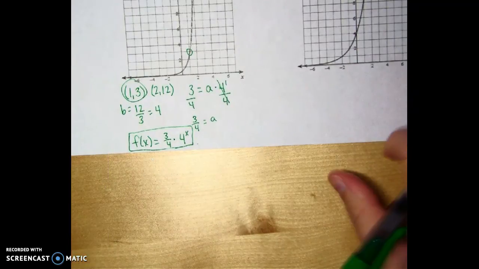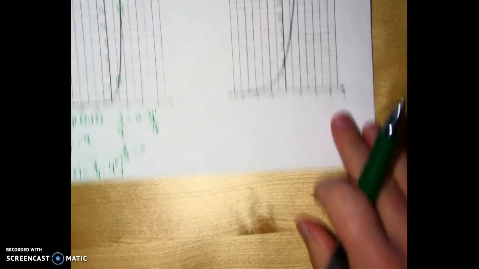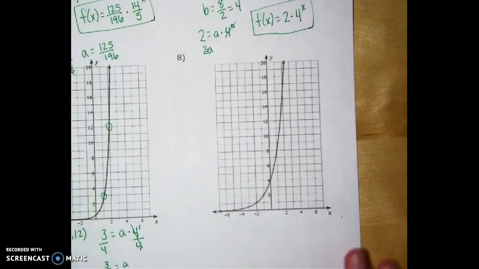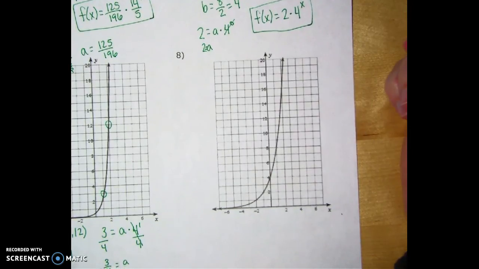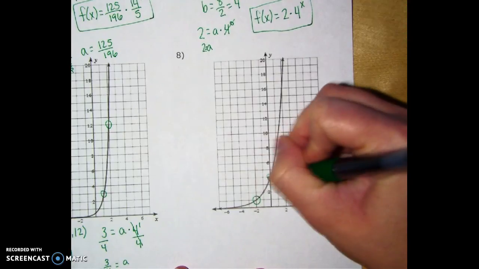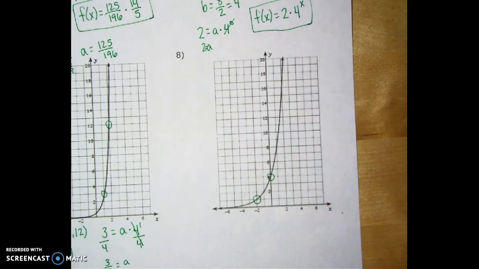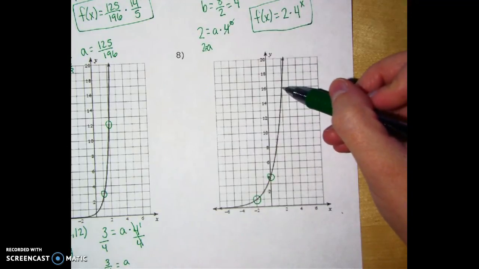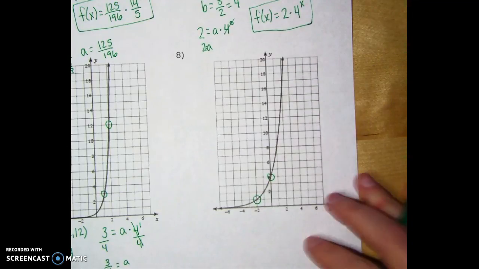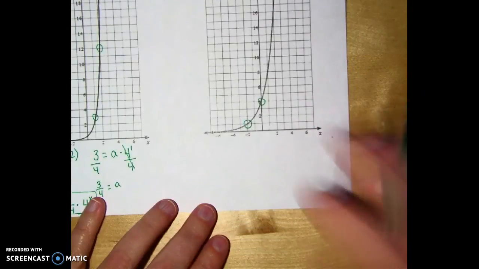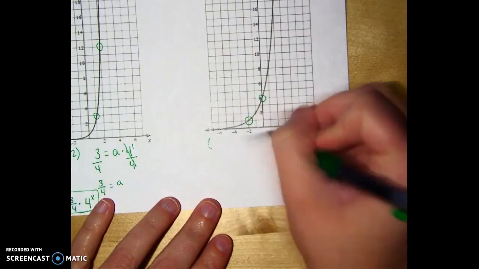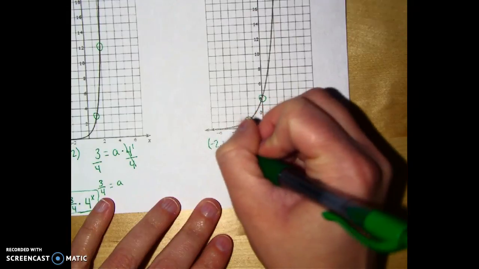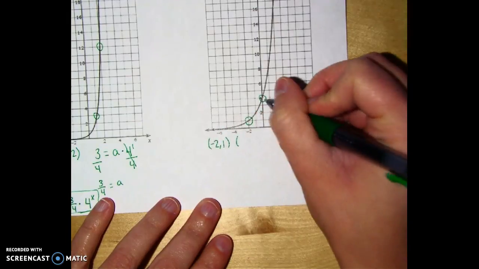Okay, go ahead and pause this so you can do number 8 on your own, and then check it when you're done. Okay, the 2 points I'm going to use are right there. You could have also used 216. That looks like a good one as well. So my points are negative 2, 1 and 0, 4.